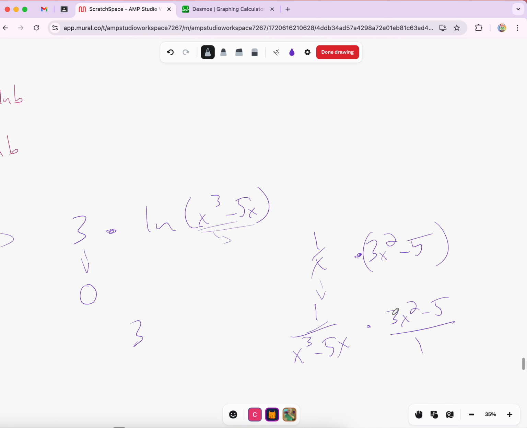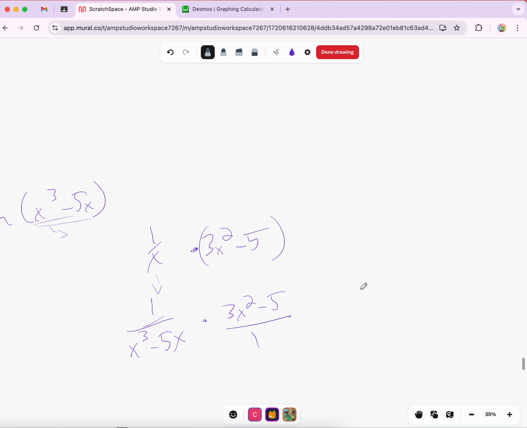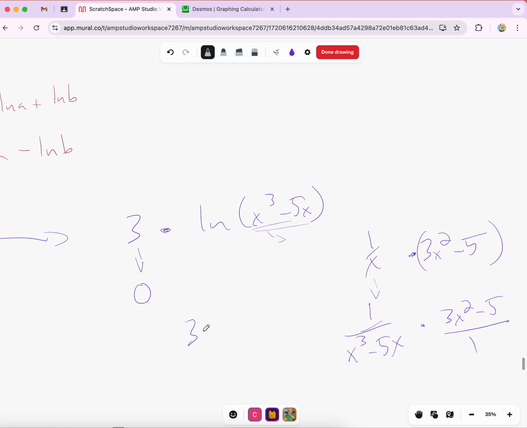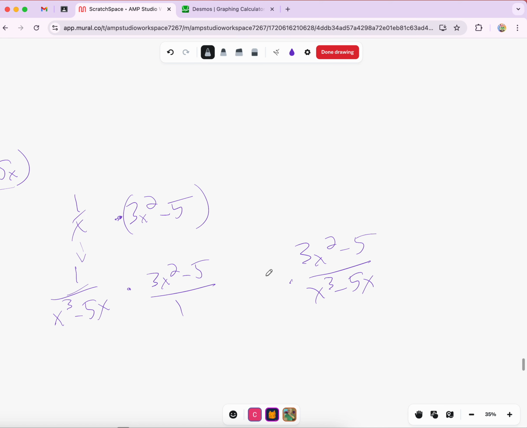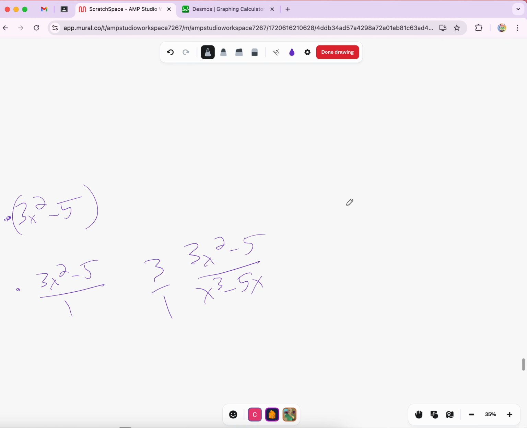I'll put that all over 1 just so I realize that I'm multiplying across. So what we get is 3x squared minus 5 over x cubed minus 5x. And then that is going to get multiplied by 3, right? Because again, we're going back to that product rule. It needs to all get multiplied by 3, which is the same as 3 over 1. So we just multiply across. So that's 9x squared minus 15, right? Multiply this into each one of these over x cubed minus 5x.